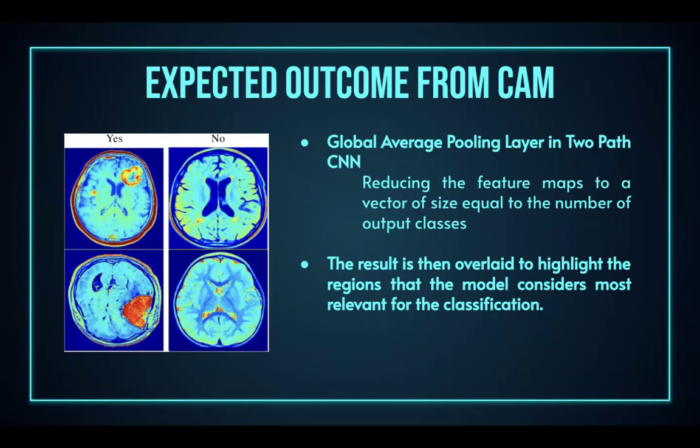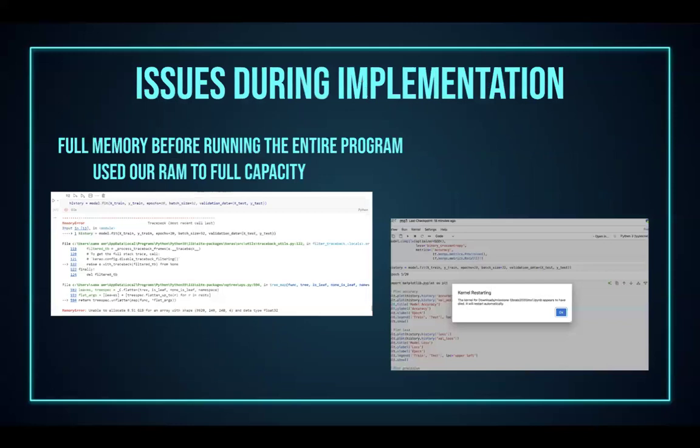So what we did is that we added a global average pooling layer to our two-path CNN, and this reduced the feature maps to a vector of size equal to the number of output classes. And afterwards, we expect the results to be overlaid and to highlight the regions that the model considers the most relevant for the classification. And so to why we are saying this is the results we're expecting, it's because we already started implementing the CAM and we already were able to run the model.